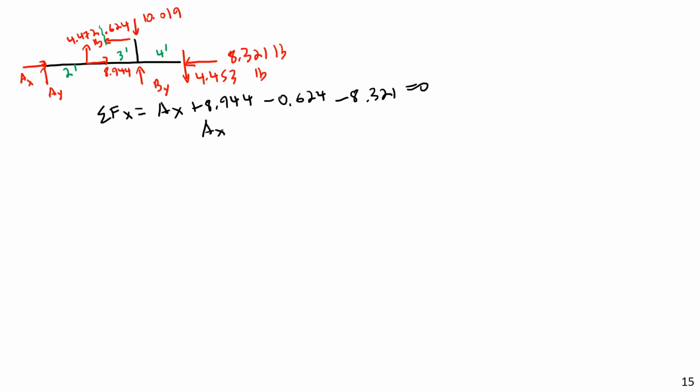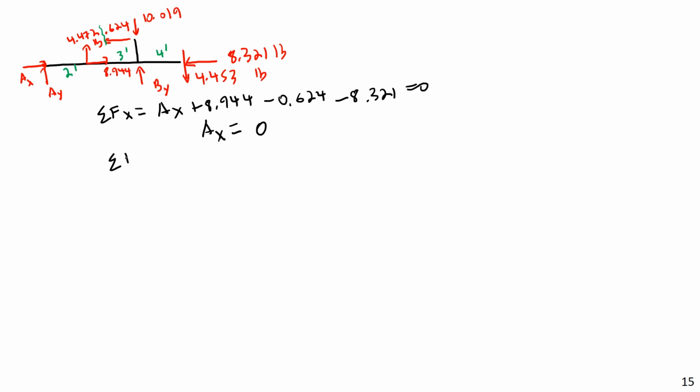And therefore, if I solve for AX, let me just do this in my calculator. 8.944 minus the 0.624, and then minus the 8.321. And what do you know? I get 0. Interesting. So that actually is a sign that I did something right. It's not a weird error. That actually is a sign that I did something right.